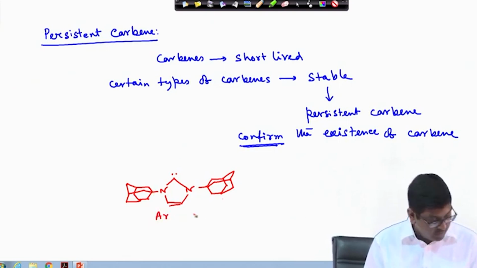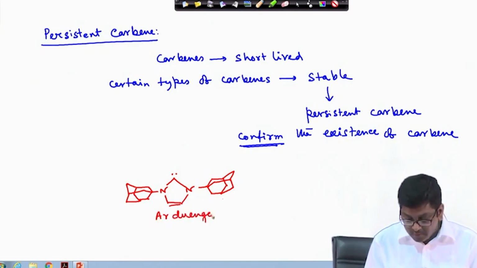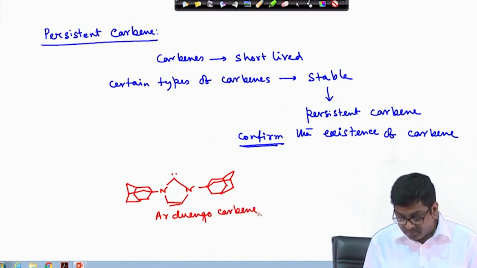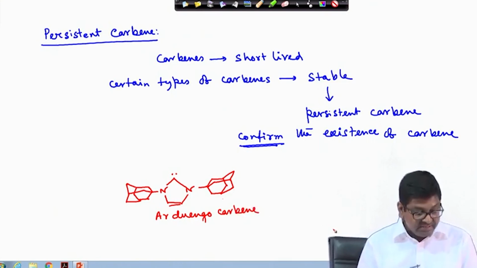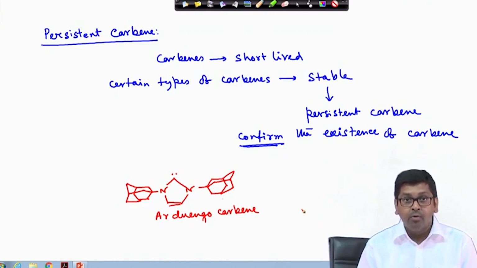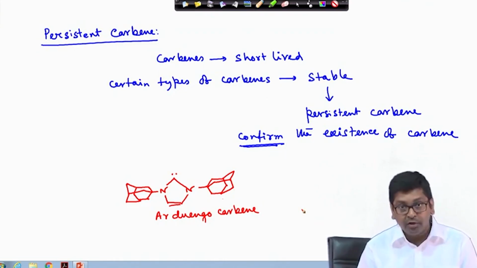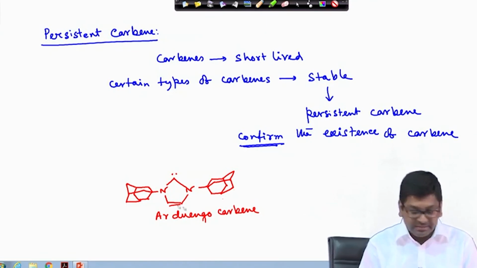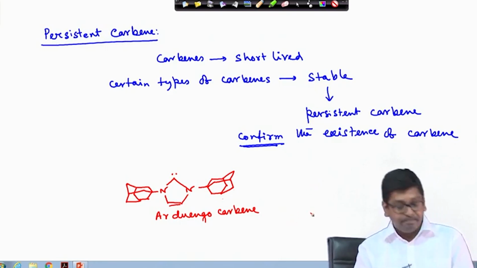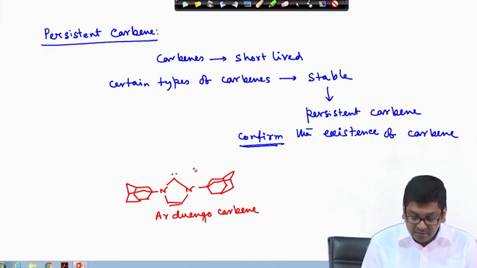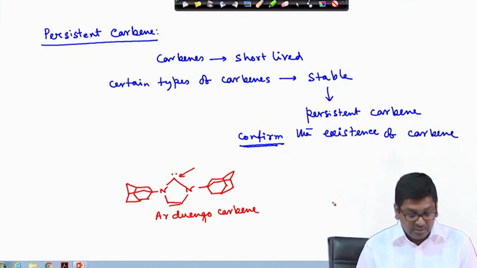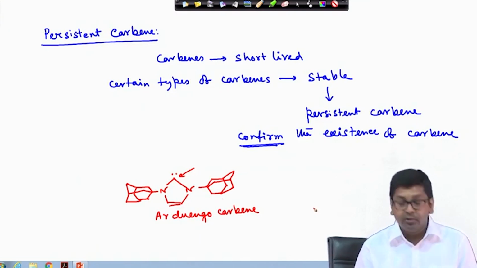This is called Arduengo carbene. Okay. And in the absence of oxygen and moisture, it exists as a stable and colorless crystal, whereas its melting point is around 240 to 241 degree centigrade and the bond angle of this carbenic carbon is 102 degree. In the 13C NMR spectrum, it was found that this carbenic carbon gives a peak at 211 ppm, which reflects that this carbenic carbon is highly electron deficient.